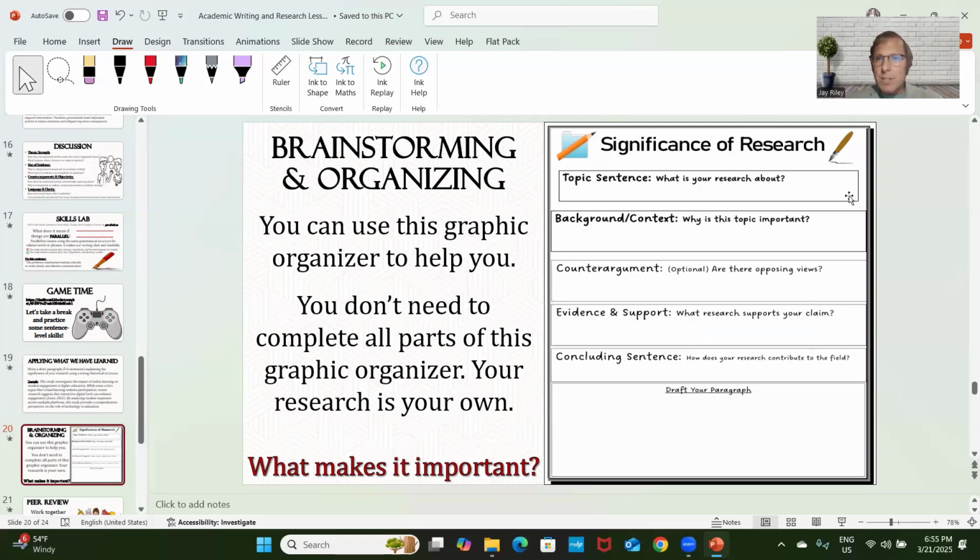Okay, think about what your research is about, give some context, why it's important. You might choose to mention opposing views or why it's a particularly controversial topic, if it is. What supports your claim, and finally, a concluding sentence.